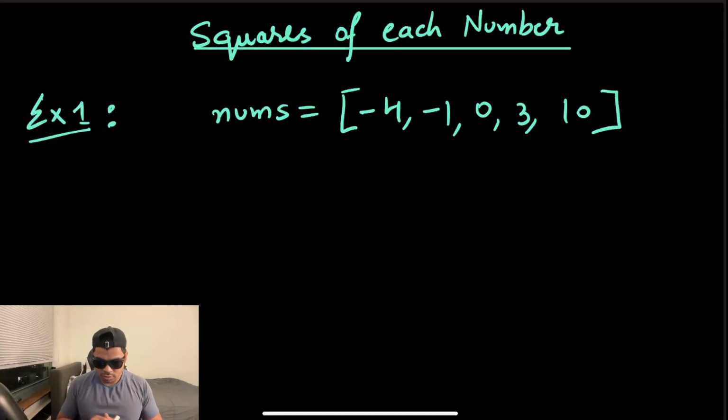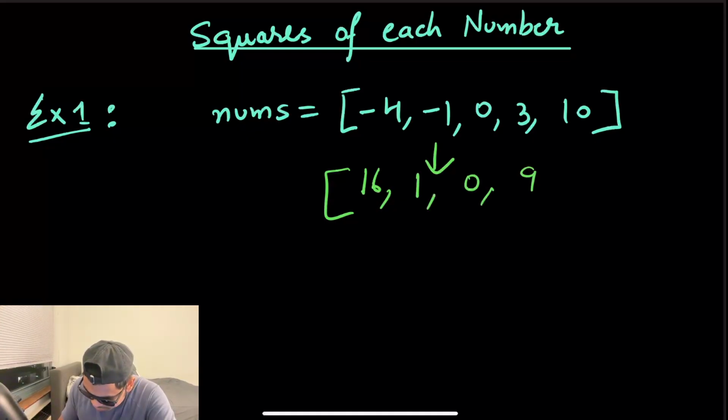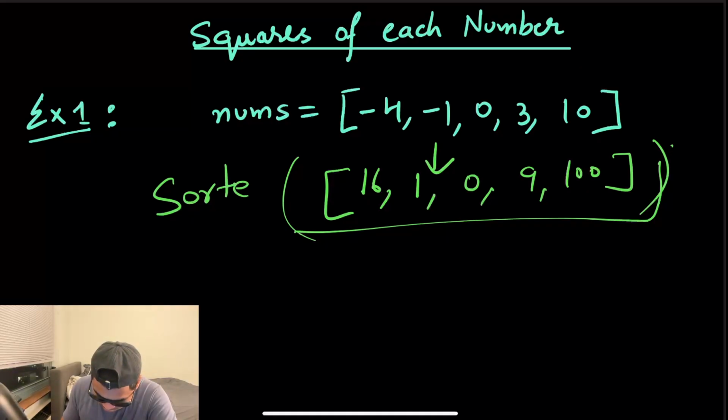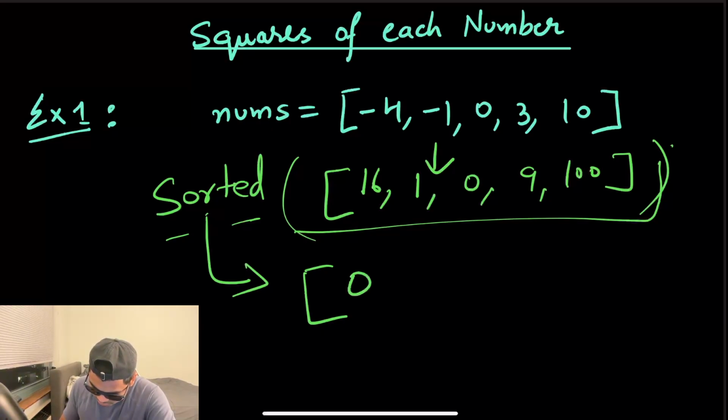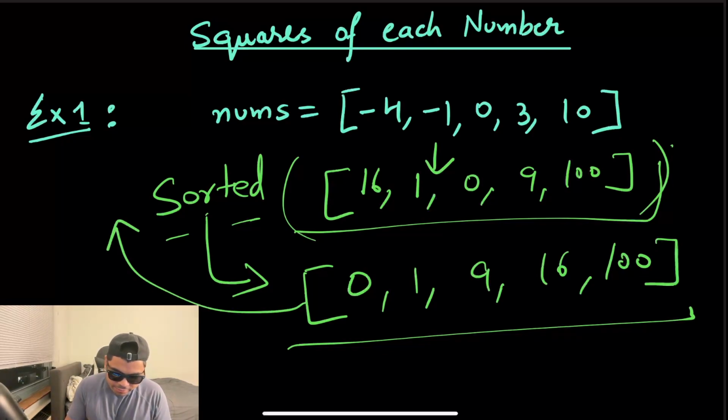So here are our numbers, and once we square everything, -4 squared is 16, 1 is 1, 0, 9, and 100. It is not sorted, so we'll put it under a sort, and it should return us a sorted array of 0, 1, 9, 16, and 100. So this is what we return. But if we do it this way, sorting after we have squared every number will be n log n time complexity.